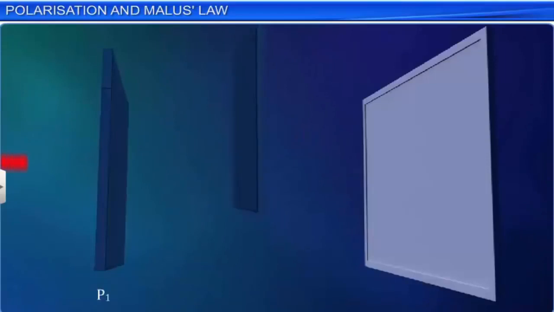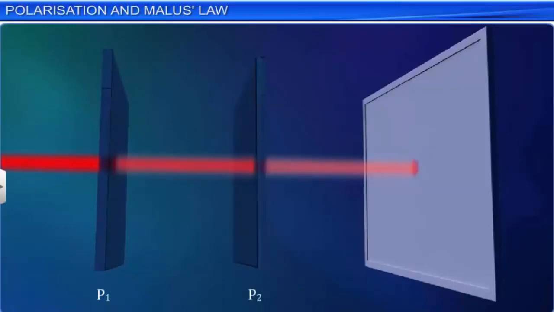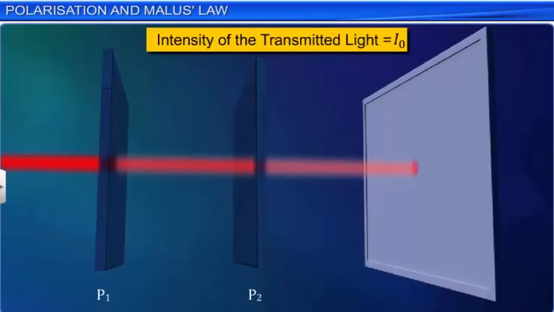Now, place another Polaroid P2 between the first Polaroid and the screen in the path of the plane polarized light of intensity I0. The intensity of the light falling on the screen depends on the orientation of the Polaroid P2. If we start rotating the Polaroid P2, the intensity of light incident on the screen reduces to nearly zero at one position and reaches its maximum when turned by 90 degrees from the position of zero intensity.